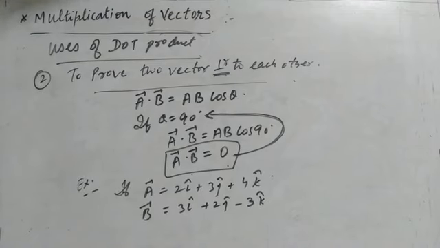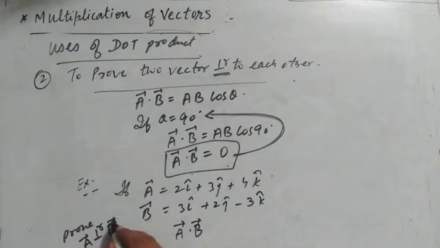Now take an example. If A vector equal to 2i cap plus 3j cap plus 4k cap, similarly B vector equal to 3i cap plus 2j cap minus 3k cap, then we will find out their dot product. Now we have to prove that A vector is perpendicular to B vector. We have to prove this, and for this we will find out their dot product.